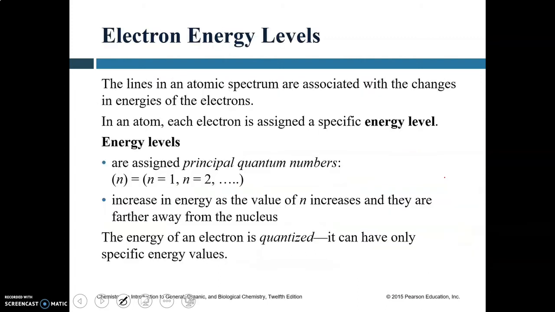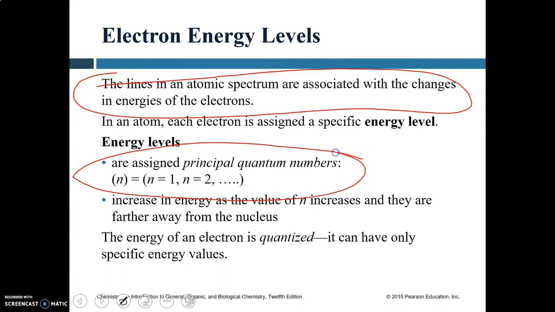Turns out that the lines in the atomic spectrum are associated with the energy of electrons in the atom of a particular element, more specifically with the electrons changing their energy levels. So in an atom, each electron sits at its own energy level. Think of it as a multi-floor building, and each electron occupies a specific floor. Energy levels are assigned so-called principal quantum numbers, n, 1 and 2, and as the energy of the level increases, the value of n increases.